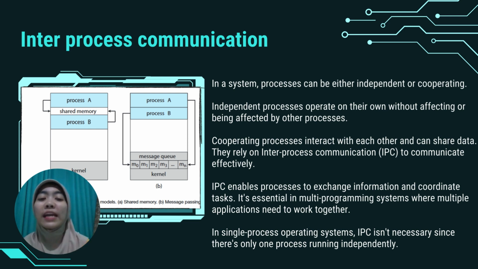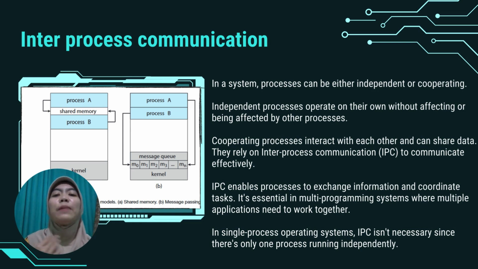Second is about the need for inter-process communication, or IPC. IPC facilitates communication between cooperative processes. It allows processes to share data, programs, and resources among themselves. IPC mechanisms enable processes to work together efficiently within a system.